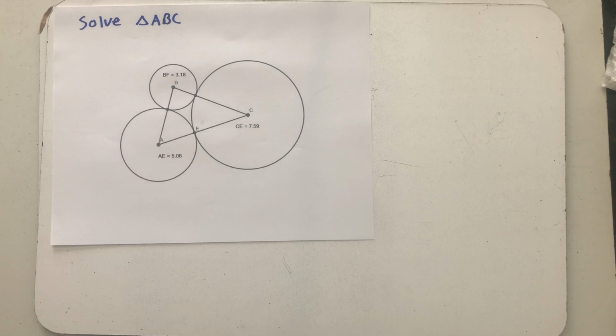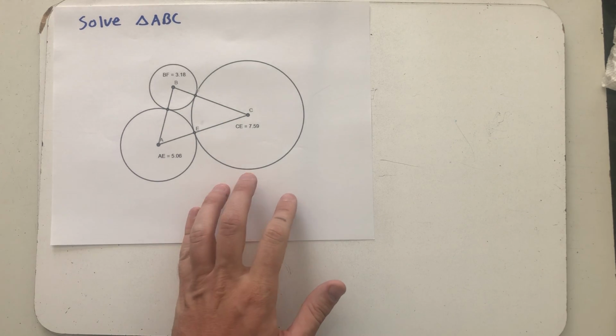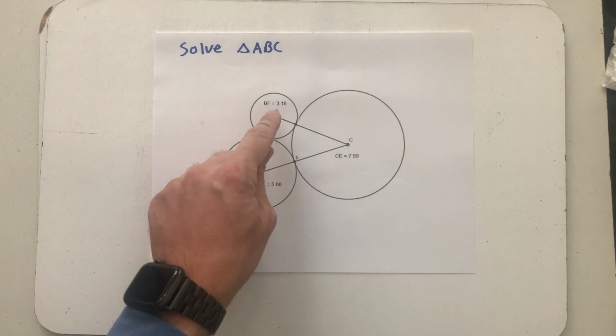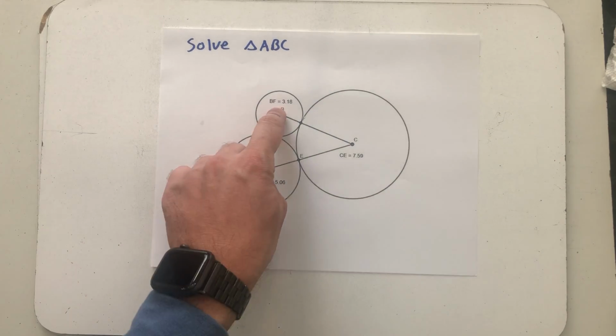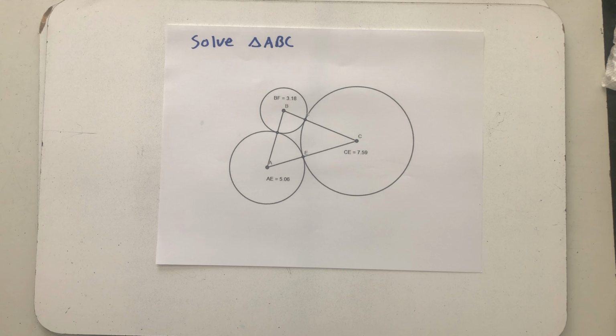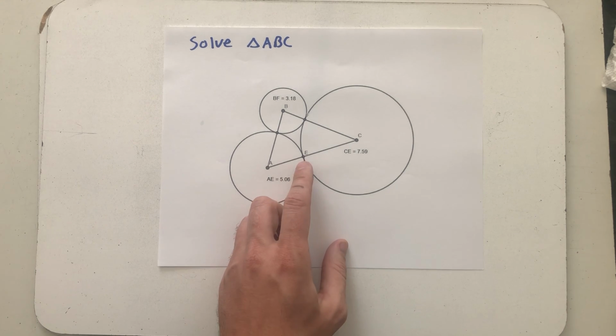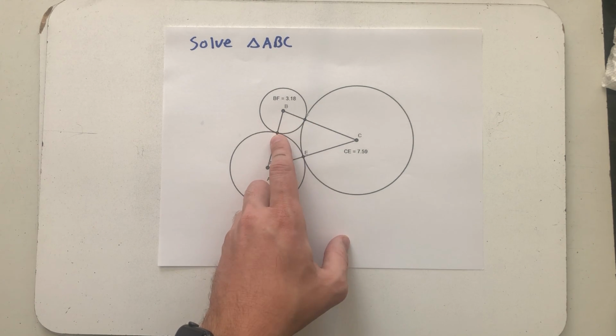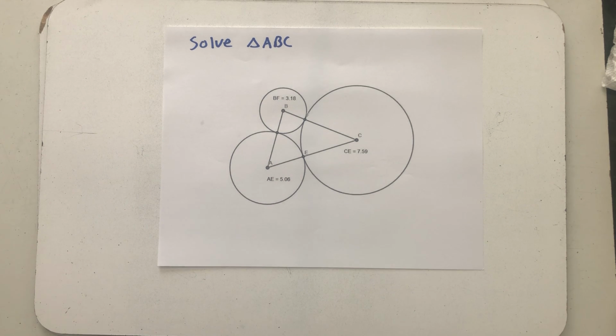Here we're given a diagram and asked to solve triangle ABC. So here I see three circles, and in the center of each circle I see A, B, C respectively. And then I'm given some information, right? I see three other points, E, F, and one that's not labeled over here, which I would assume is D, but apparently we don't need to know that.